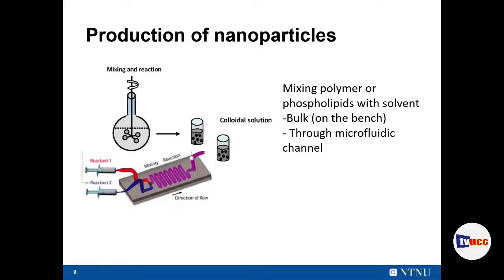And then microfluidic channels is the method to use. So you will have, for instance, here a solution with your phospholipids, and then a solution with the solvent. And then when it goes through this microfluidic channel, what you come out with in the end, in this case if you use phospholipids, is liposomes with very much the same size.